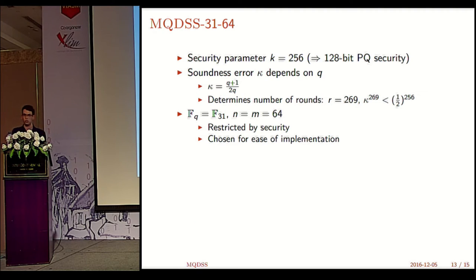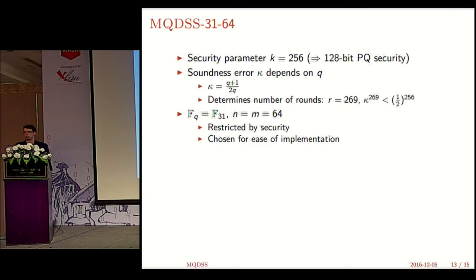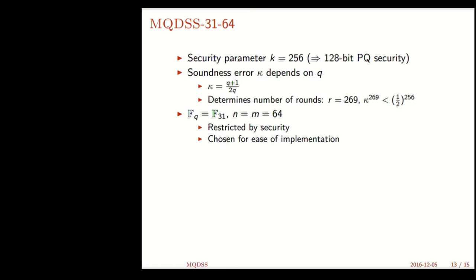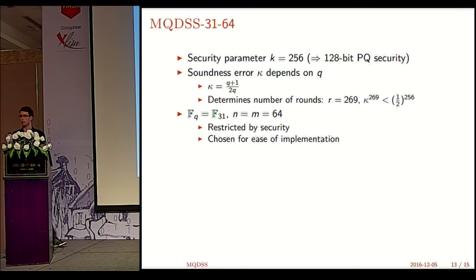MQDSS3164 is what we define as the instance in our work. For some security parameter, K is 256. This results in the general post-quantum security of 128 bit. And then we have some soundness error kappa that depends on Q, so that makes it important to choose a Q that is not 2. Typically, people would choose Q is 2 for one of these problems, but then if you increase Q, kappa declines, so you would need to have less of these composed IDSs in parallel, which makes it interesting to choose a slightly larger Q. So we go for Q is 31, and N and M are 64.